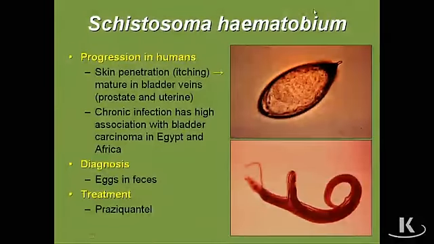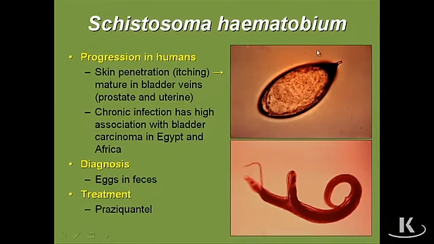How are you going to diagnose it? You're going to look for the eggs, again, in the feces, and note that haematobium has a terminal spine. And you're going to treat it with praziquantel, just like we did for the intestinal schistosomes.